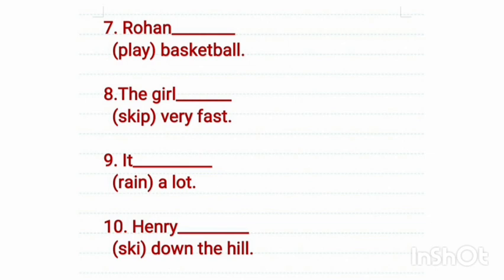So you can easily understand that you have to write the second form of the verbs here. Okay, students, those who still haven't watched the earlier 4 videos of simple past tense, please watch them so that you can easily do these exercises at home.